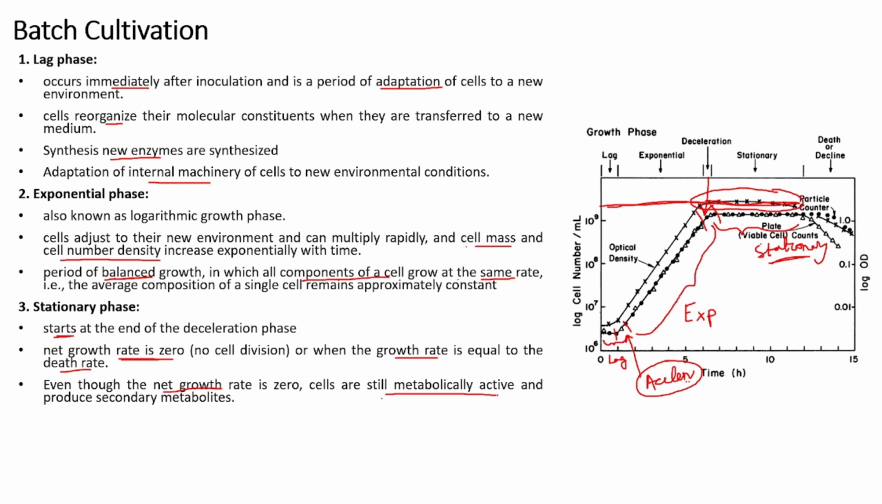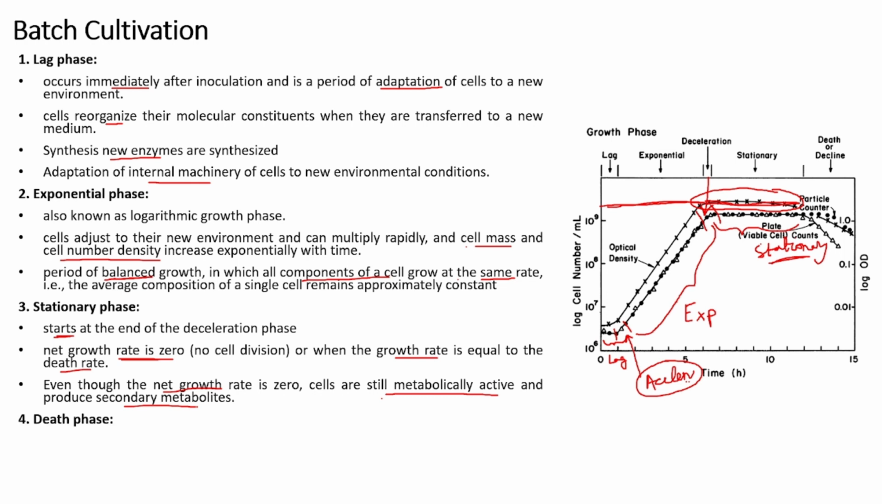Cells are metabolically active and are synthesizing secondary metabolites. Secondary metabolites are those which are not required for growth, like antibiotics. Okay, so here the only thing happening is that the growth rate is equal to the death rate, but the cells are still active and they are synthesizing secondary metabolites.